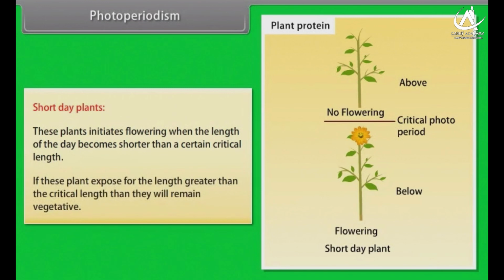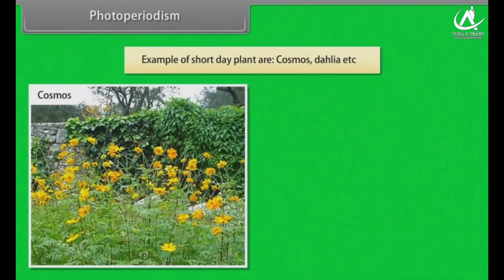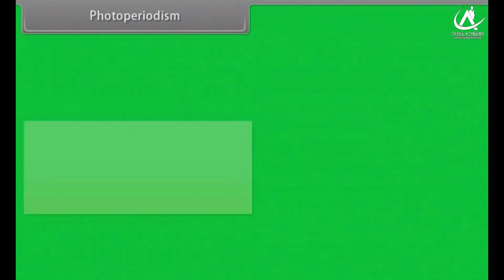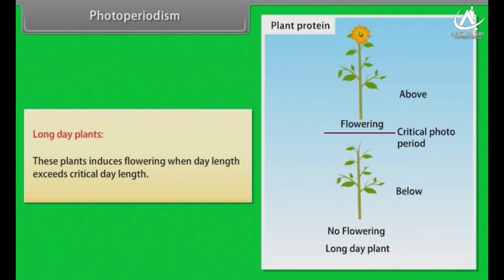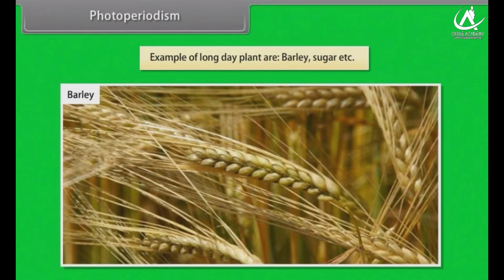If these plants are exposed for a length greater than the critical length, then they will remain vegetative. Examples of short day plants are cosmos, dahlia, etc. Long day plants. These plants induce flowering when day length exceeds the critical day length. Examples of long day plants are barley, sugar beet, etc.